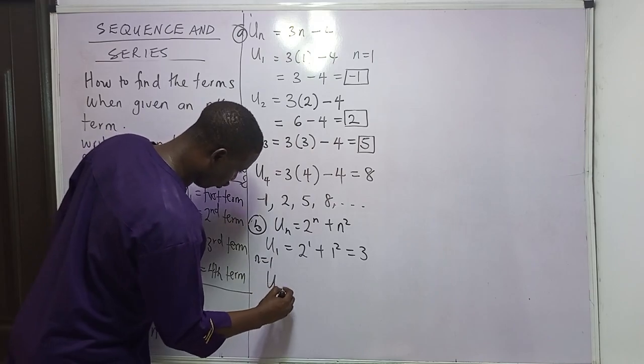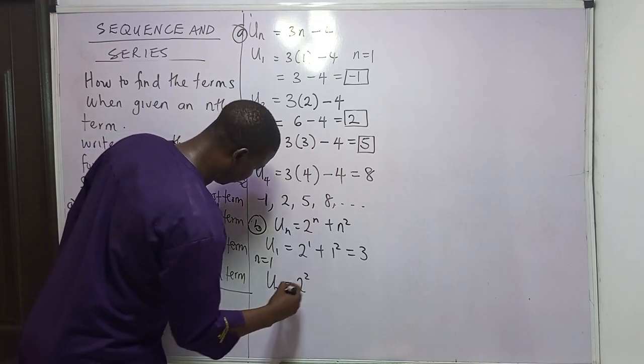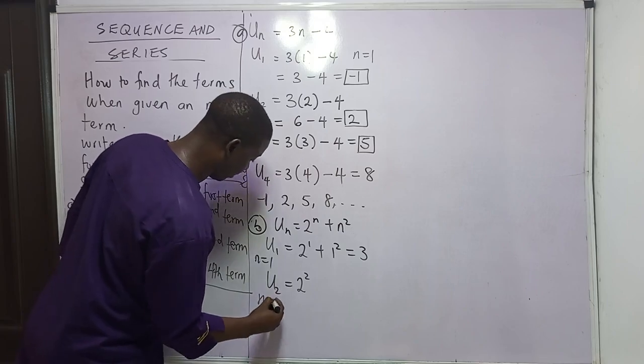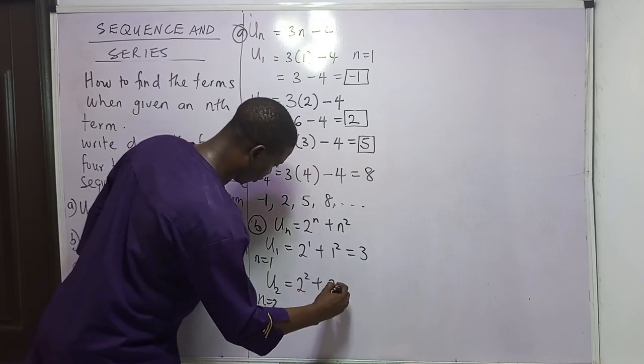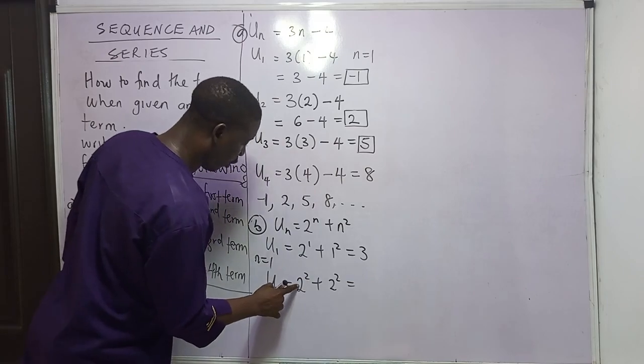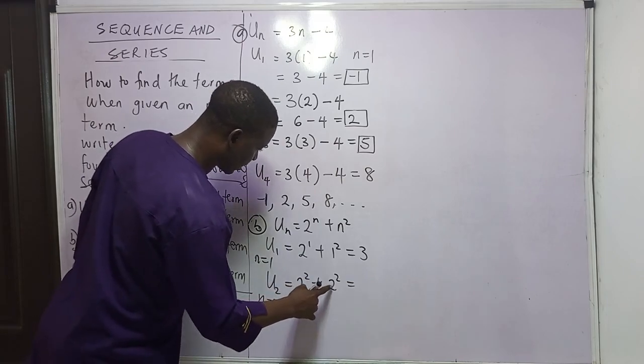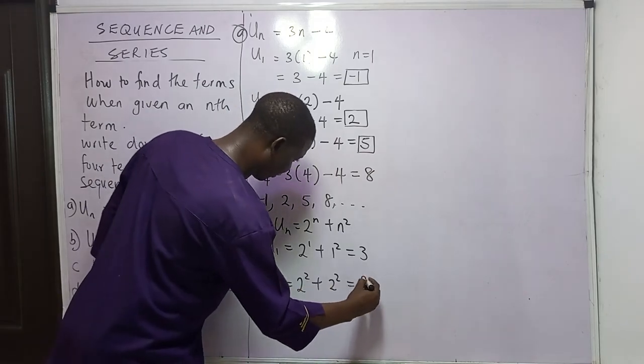We have u2 is what? 2 raised to 2 when n equals 2. Don't forget, so 2 plus 2 raised to 2. What do you have? This is 4, and this is 4. So I'm going to have it as 8.